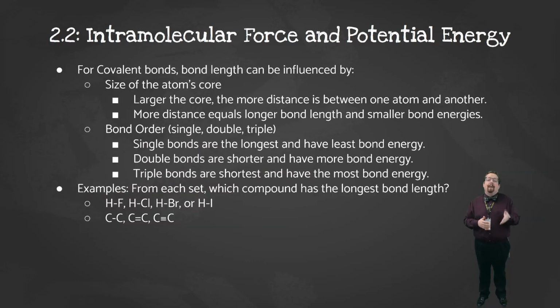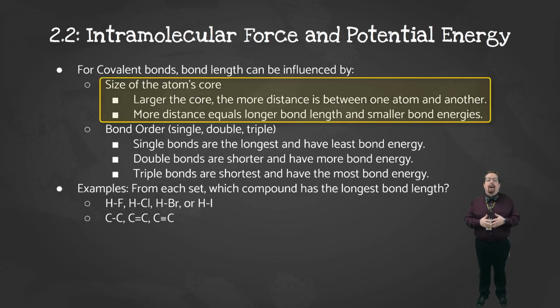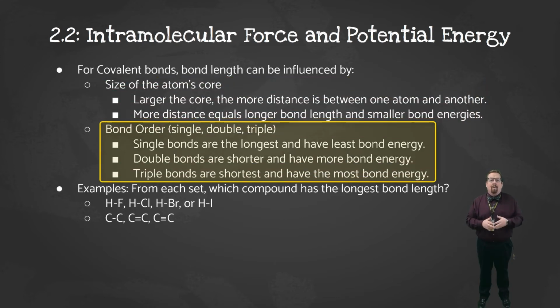For covalent bonds, the length of our bond can also be influenced by how large our atoms are and what bond order we're looking at. The larger our atoms are, the more distance there must be between our atoms. If you have more distance, you have a longer bond length. These bonds are easier to break, meaning they have smaller bond energies. The bond order, whether it's a single, double, or triple bond, also affects the bond length. The higher the bond order, the stronger the bond, the shorter the bond, and the greater the bond energy.